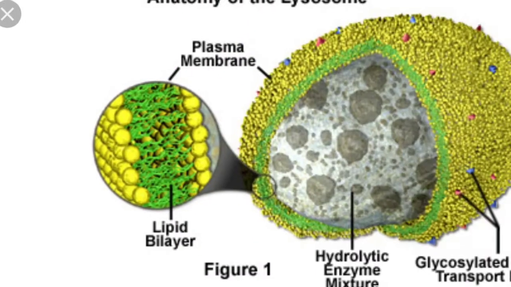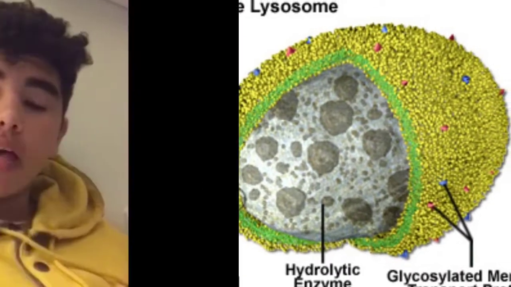Lysosomes are eukaryotic and are found in both plant and animal cells. The job is to get rid of all the waste inside of the cell. Sort of like the janitor's job is to get rid of all the trash inside the school.